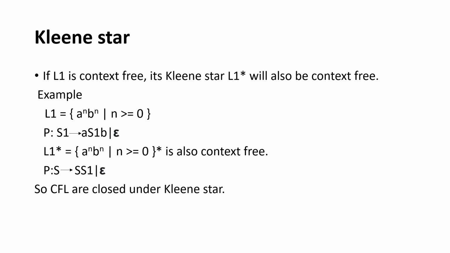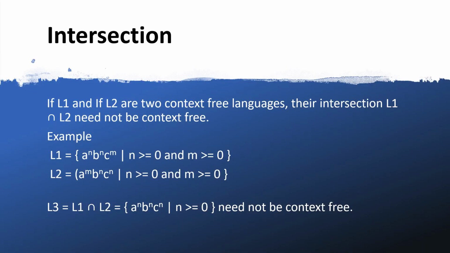L1 star equals (a^n b^n)*, where n is greater than or equal to 0, is also a context-free language. Let's see this. The starting production S derives S1 S or epsilon. So by this you can get clarity that CFLs are closed under Kleene star operation. We have done with the operations under which CFLs are closed. Let's see the non-closed operations.